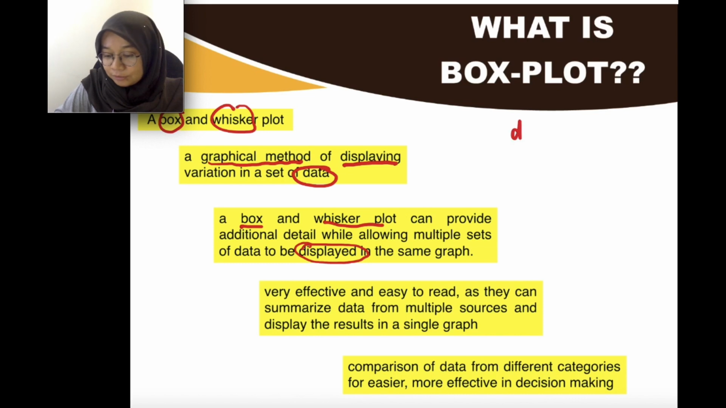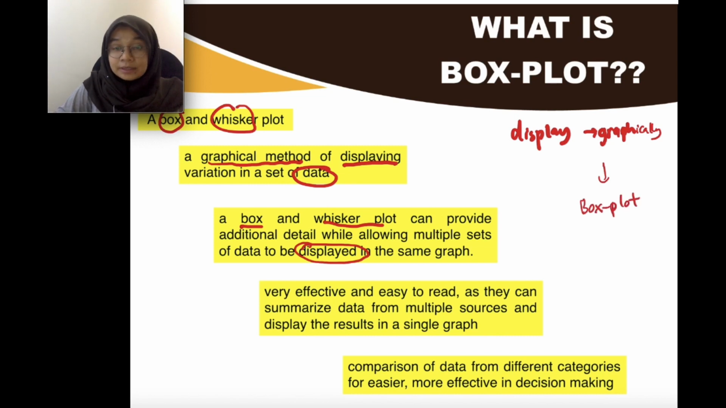So we want to display our data graphically. Graphically, we will use a box plot. A box plot is very effective and easy to read, as it can summarize data from multiple sources and display results in a graph. It allows comparison of data from different categories, making decision making easier and more effective.